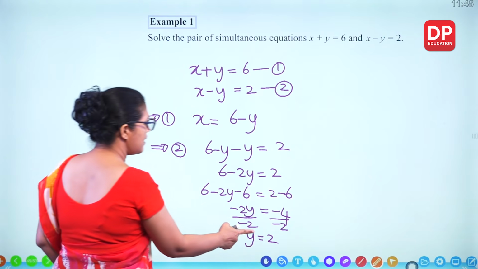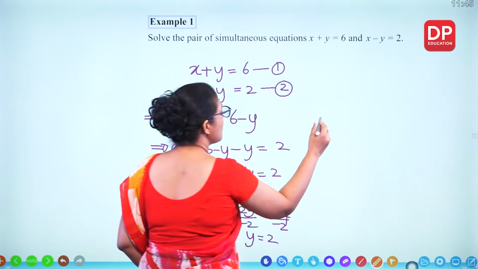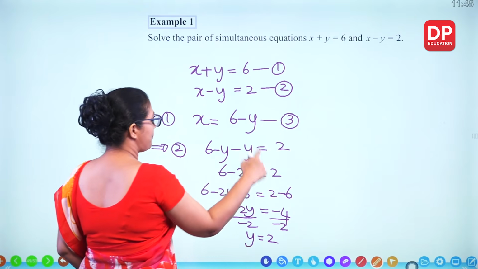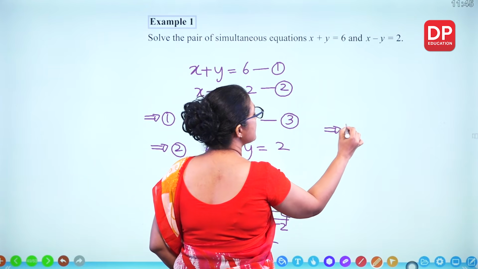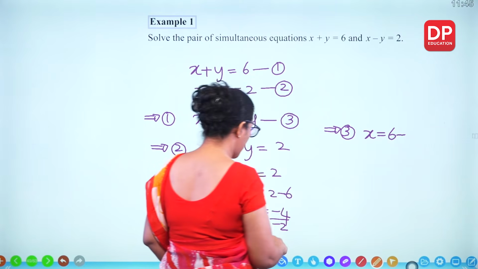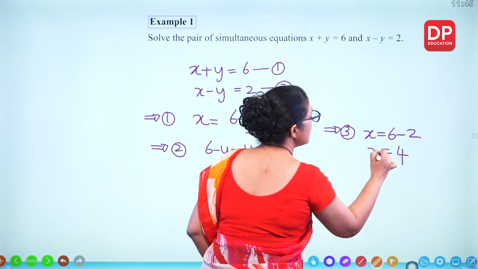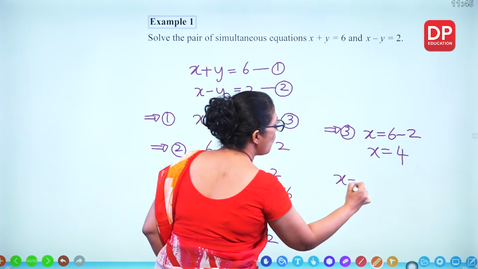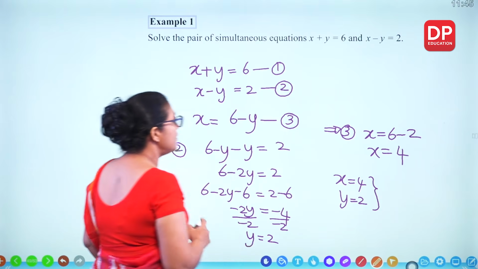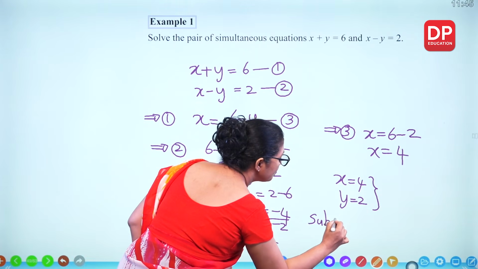Now you can substitute that y value in the first equation. This one, we'll label it as 3. So take the third one and substitute. x equals 6 minus y. 6 minus 2. So x becomes 4. So x is 4 and y equals 2. This is called substitution method.